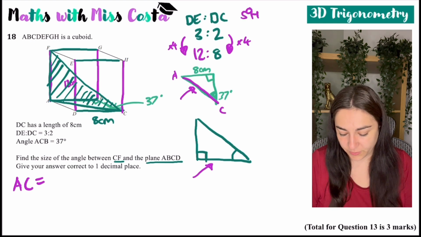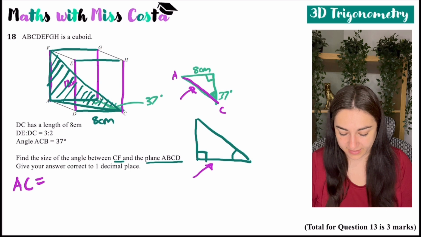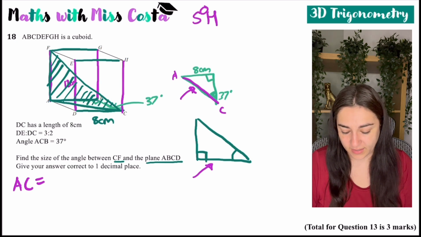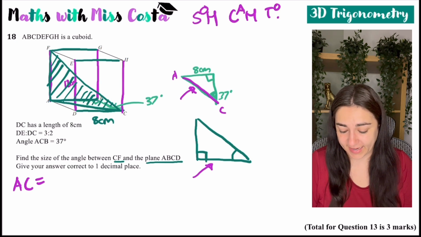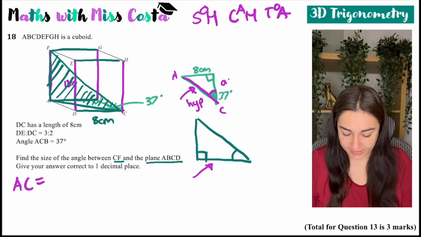So let's just write out SOHCAHTOA because that's always just a great way to start the day. It avoids so many silly mistakes that happen just due to rushing. So I've got my angle here. Therefore, this is going to be the hypotenuse, this is the adjacent, and this would be the opposite.